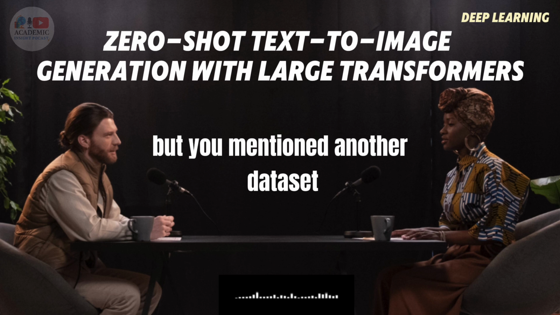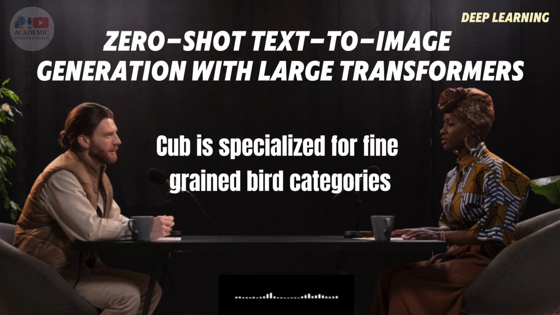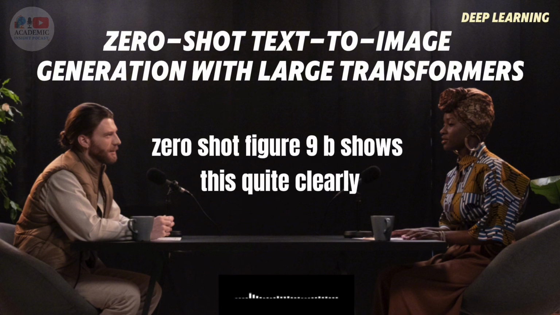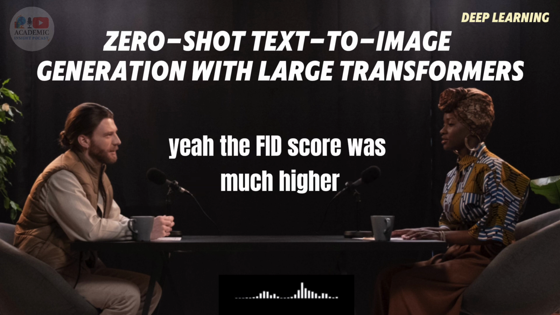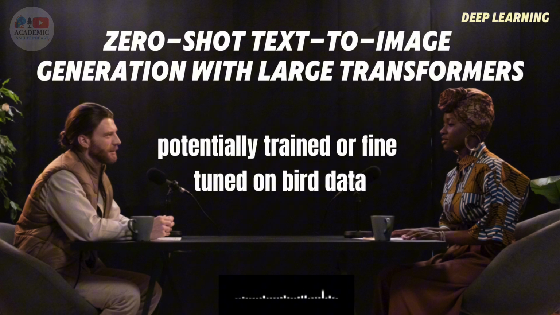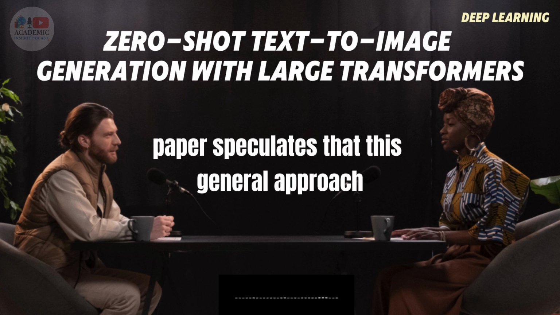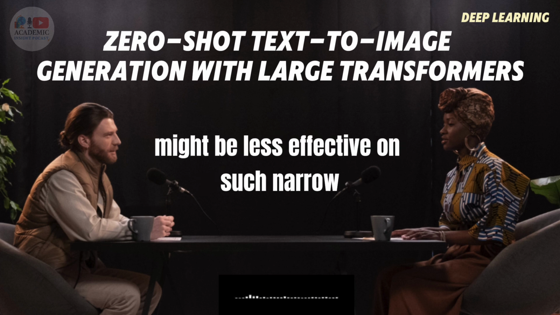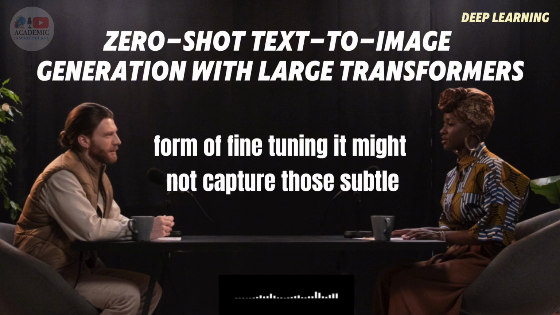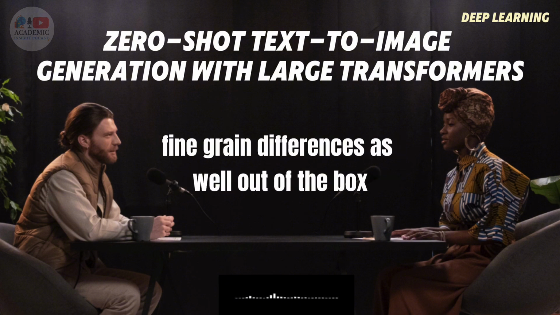But you mentioned another data set, CUB birds, right? Right. CUB is specialized for fine-grained bird categories. And this is interesting. On CUB, the model fared significantly worse zero-shot. Figure 9B shows this quite clearly. Worse how? Like the bird quality wasn't good. Yeah, the FID score was much higher, indicating lower quality or realism compared to models potentially trained or fine-tuned on bird data. The paper speculates that this general approach, trained on broad internet data, might be less effective on such narrow, specialized distributions without some form of fine-tuning. It might not capture those subtle fine-grained differences as well out of the box.